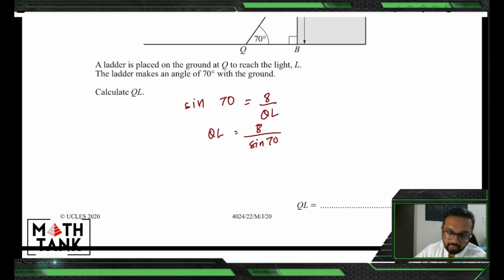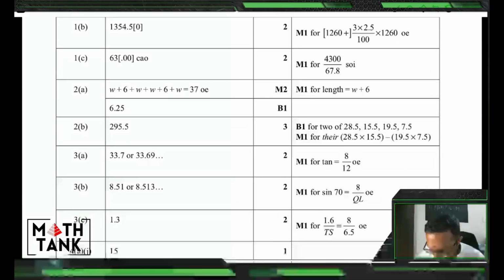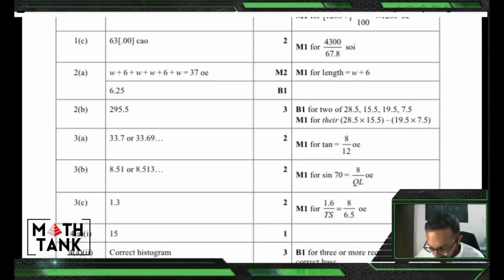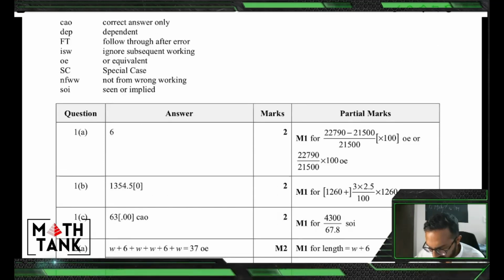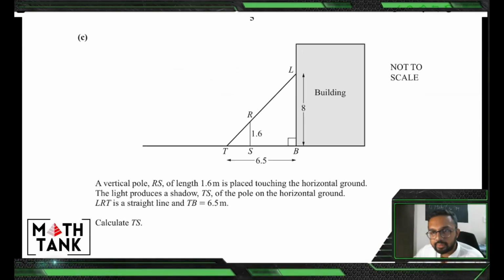So what do I get here? I get 8.513, so correct to three significant figures is 8.51. Okay, let's first check if those answers are correct. 8.51 and 33.7. 33.7 was my answer. Yes. Okay, let's look at the third question.